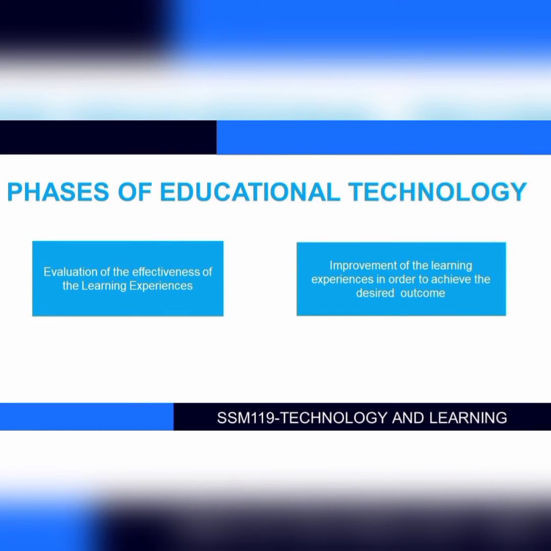And the third phase is evaluation of the effectiveness of learning experiences. We evaluate how effective the acquired learning experiences of the learners are, to determine if they sustain the learning needs of each one of them. And the last phase is the improvement of learning experiences. In order to achieve the desired outcome, we create an improvement to give a good outcome for the learners.